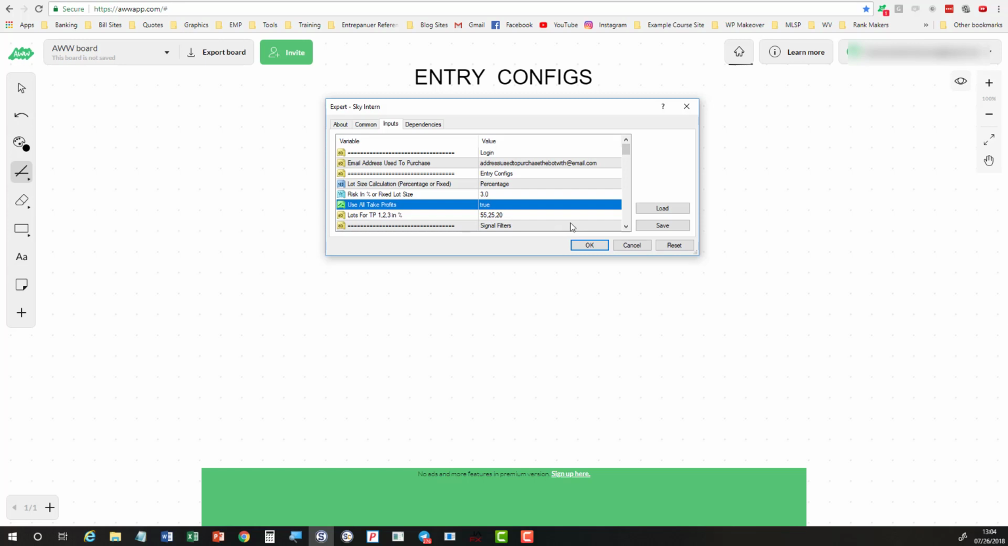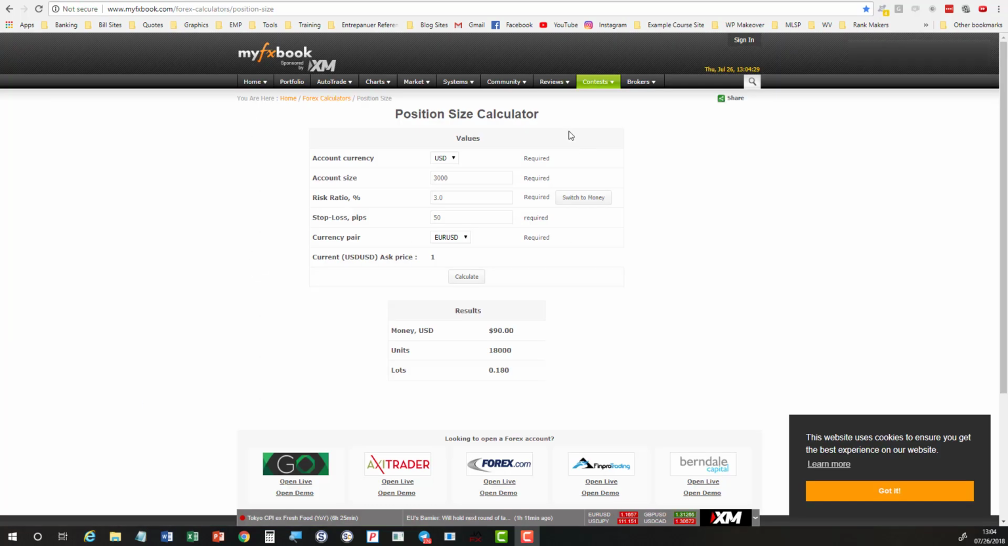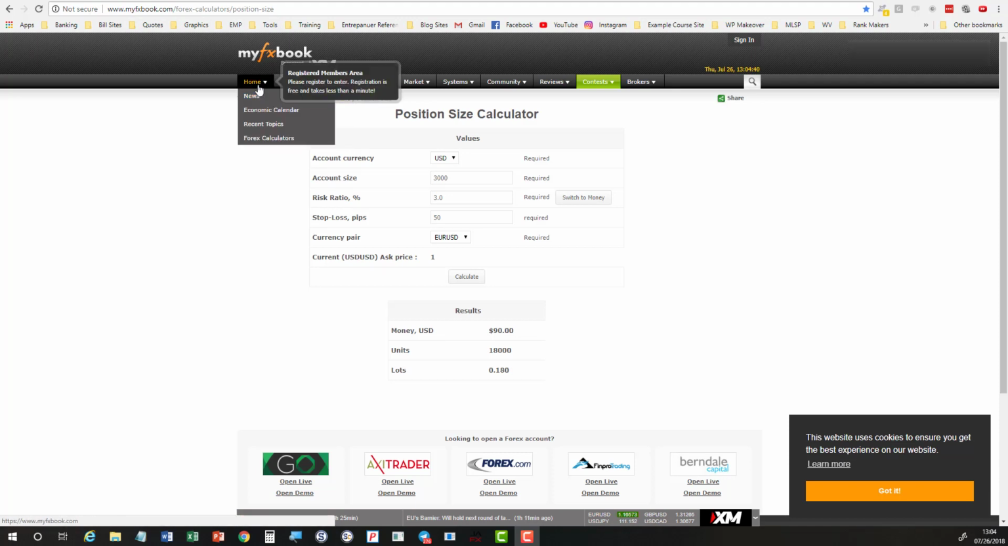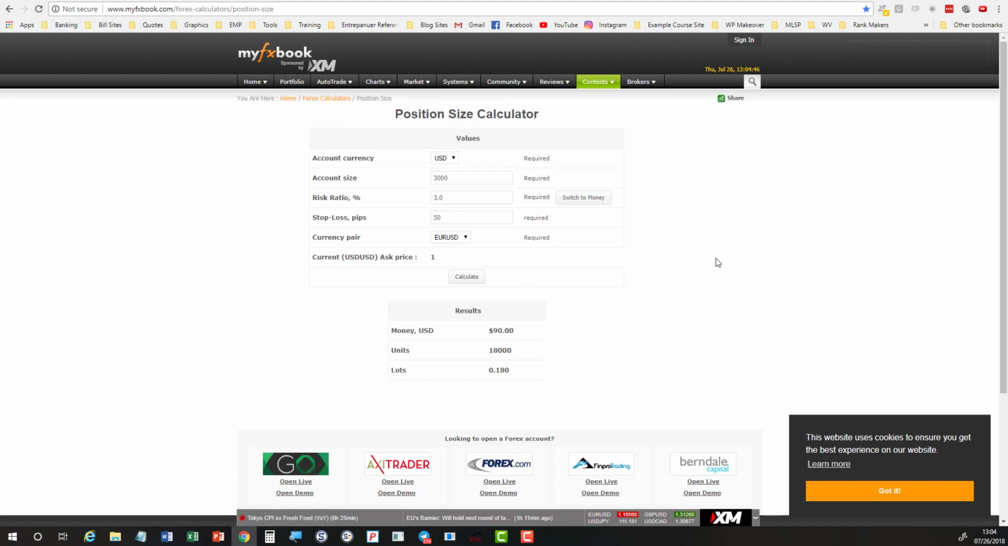So let's look at a position size calculator to really see what that looks like. Here we have a position size calculator. You can get an app for it, or find other ones online, but this one's myfxbook.com. Simply come up to home and then Forex calculators, and then it's called position size calculator. So this is how this works, if you didn't know this already.